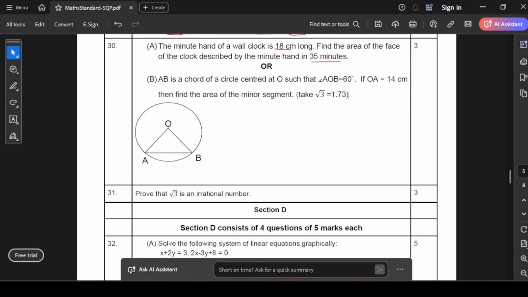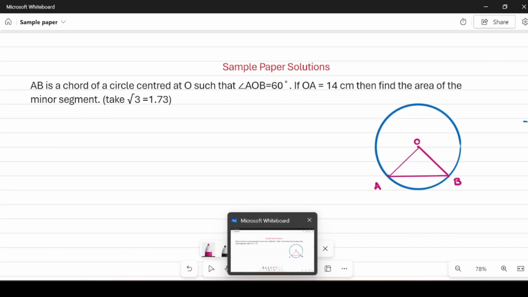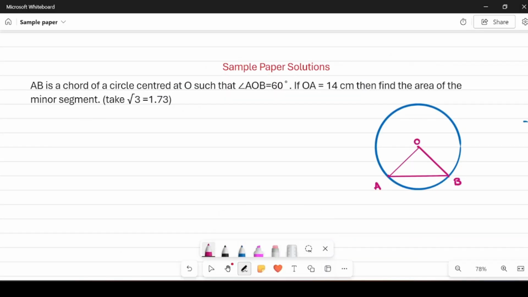AB is a chord of a circle centered at O such that angle AOB is 60 degrees. If OA is 14 centimeters, then find the area of the minor segment. Take root 3 is equal to 1.73. So we need to find the area of the minor segment. So we need to find the area of this part.